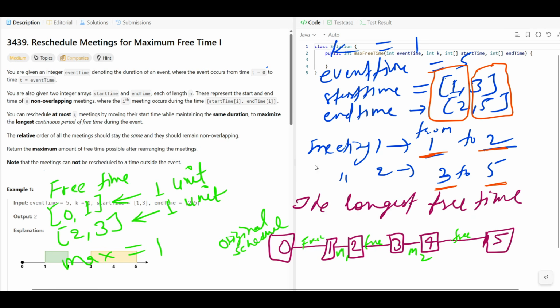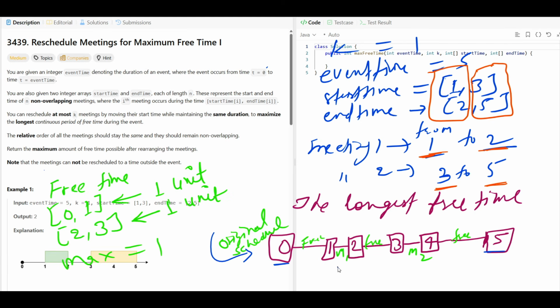So now understand a very important thing, right? Let's understand again the longest free time. What is the longest free time, the gap you can create? Suppose this is the original schedule, where time starts from 0 and goes to 5, and from 0 to 1 we are free.